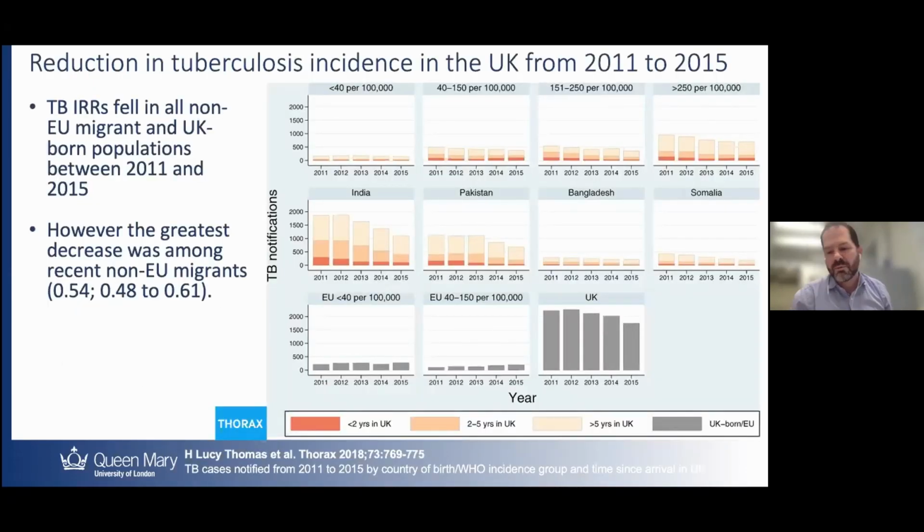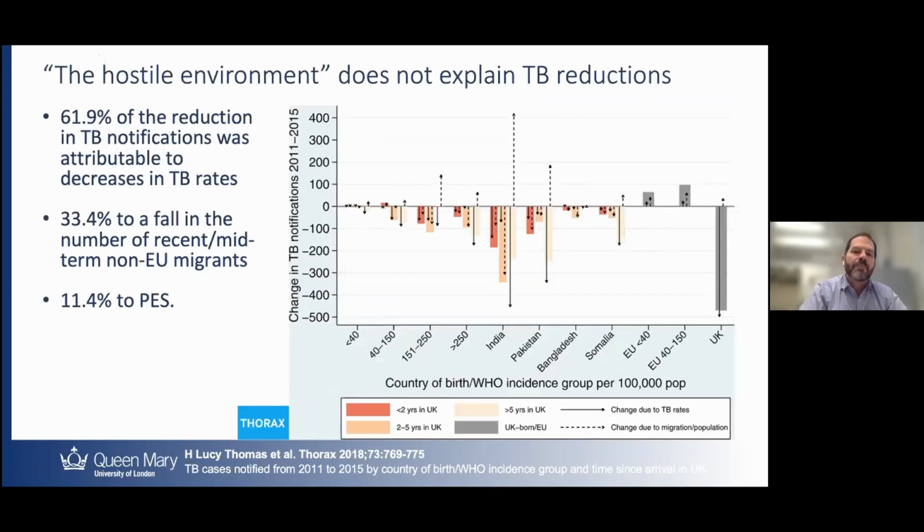I wanted to conclude on a couple of positive notes as well. So when you saw, and you remember, I'm going back to the incidence curve in England, that basically the number of new cases and the rate of new infections has decreased overall. So we looked at that in detail, and we found that the incidence rate ratios fell primarily in non-EU migrant and UK-born populations. The greatest decrease was amongst recent non-EU migrants. And that's not explained by border policies. So that would lead to a reduction in cases, but less so in rates.